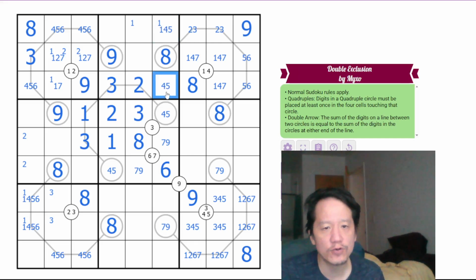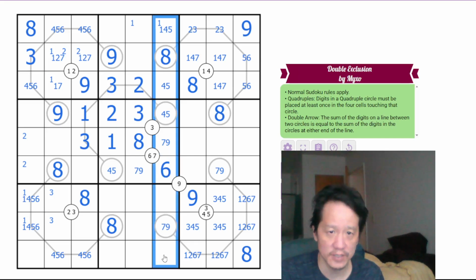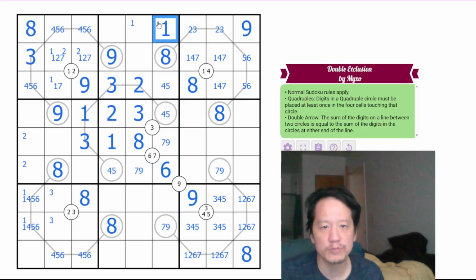This must be 4, 5, because it can't be 2 or 3. And the remaining digit, well, we have a 4, 5, 4, 5 pair, also in column 6. That eliminates 4 and 5 in the rest of the column. Therefore, this must be 1. This can't be 1. This is 2 or 3, and this must be 2 or 3.